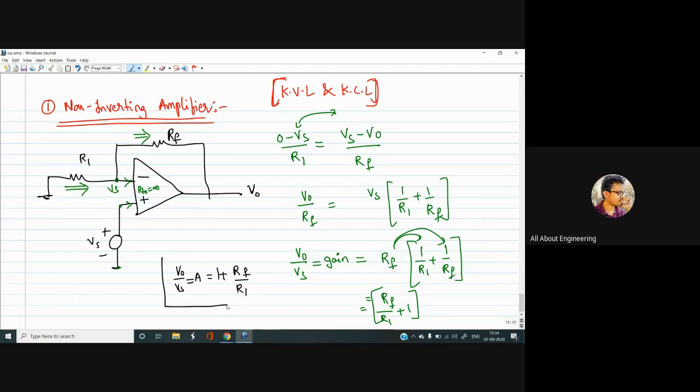Now, if any question is asked on this non-inverting amplifier, straight away you can tell the gain of the amplifier as 1 plus RF by R1, where RF is the feedback resistance and R1 is the resistance that is connected across this inverting terminal and the ground. So this is the gain of the non-inverting operational amplifier.